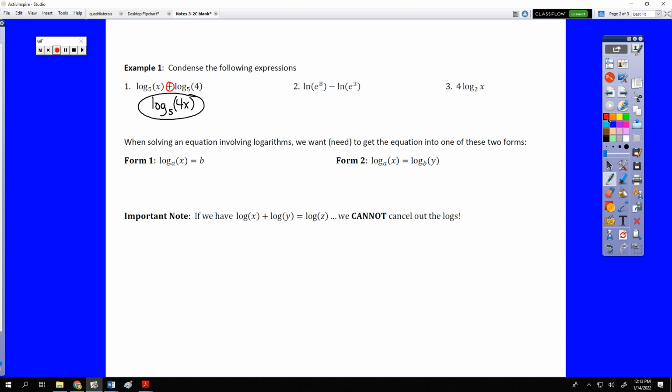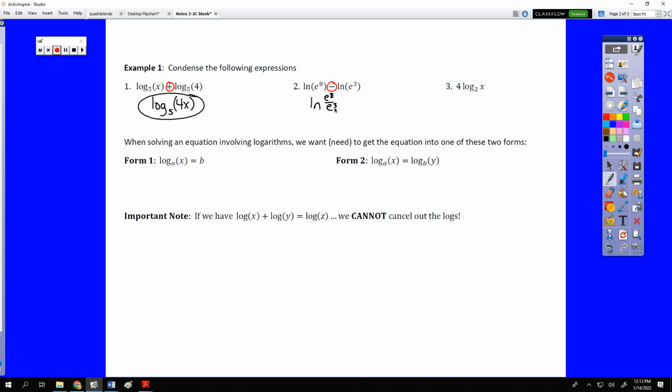The second example, we have a subtraction sign in between, which tells us that we are using the quotient rule. Again, both logarithms are natural logarithms, meaning they have the same base, that base being e. So we are able to rewrite this expression as the natural logarithm of e to the 8th over e to the 3rd. Technically, that would be totally condensed.